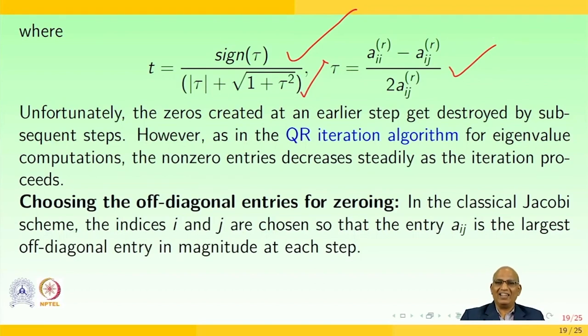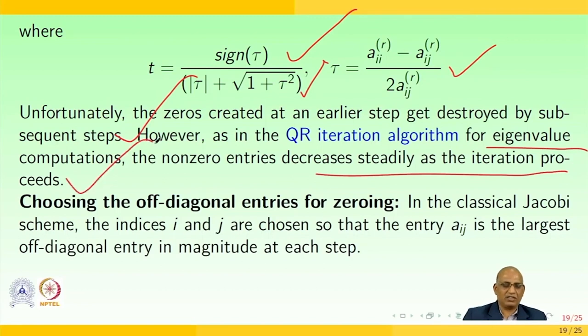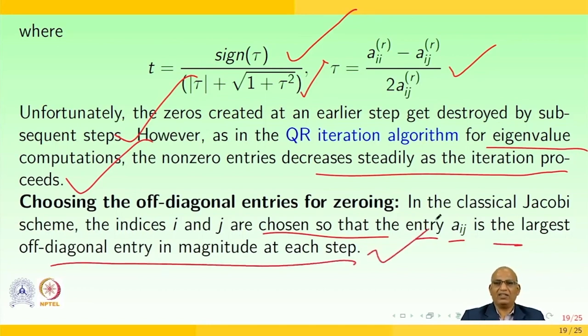Unfortunately, the zeros created at an earlier step get destroyed by subsequent steps. However, as in the QR iteration algorithm for the eigenvalue computations, the non-zero off-diagonal entries decrease steadily as the iteration proceeds. Choosing the off-diagonal entries for zeroing, in the classical Jacobi scheme, the indices i and j are chosen so that the entry a_ij is the largest off-diagonal entry in magnitude at each step.